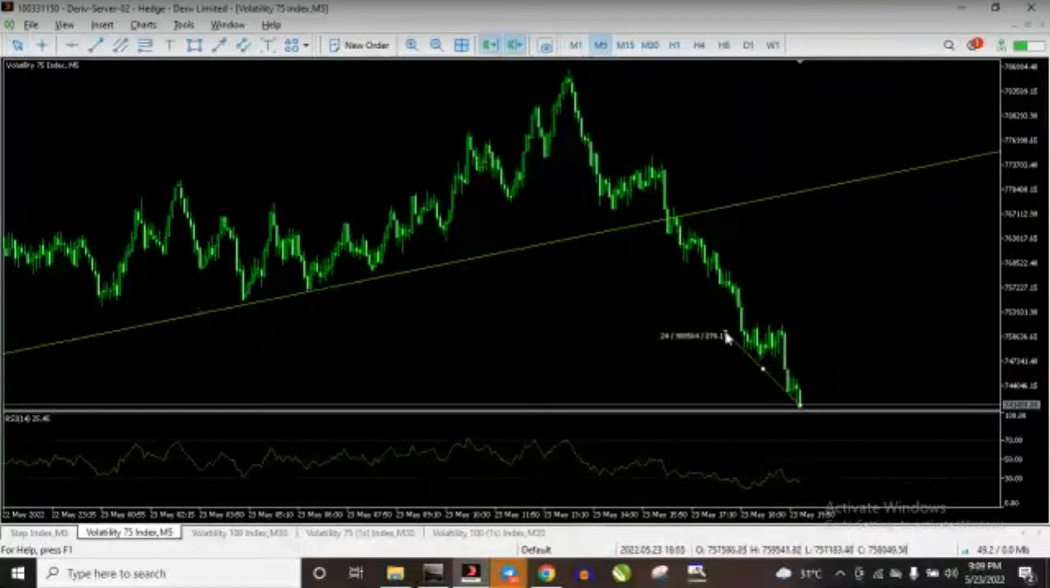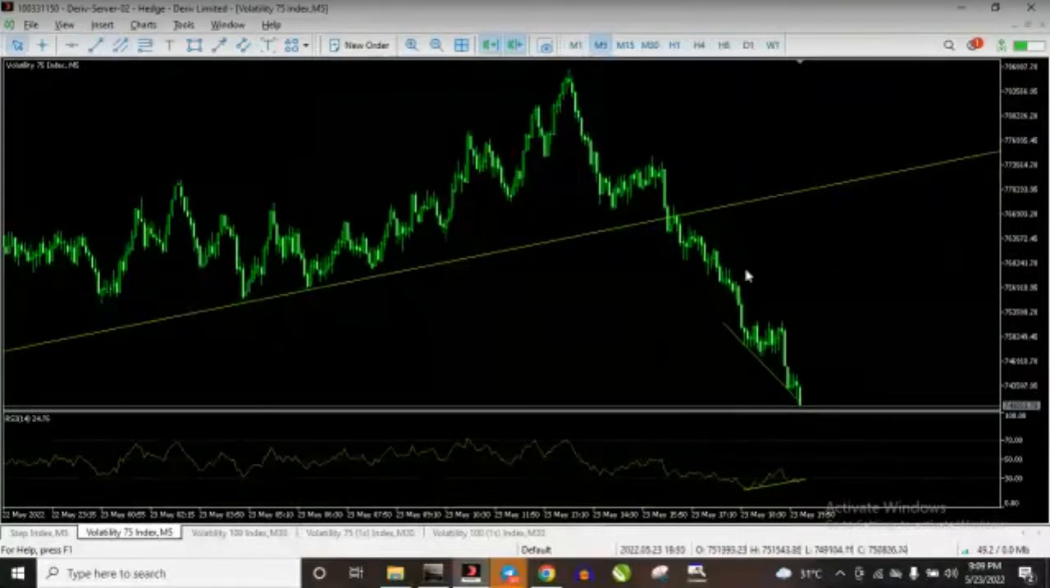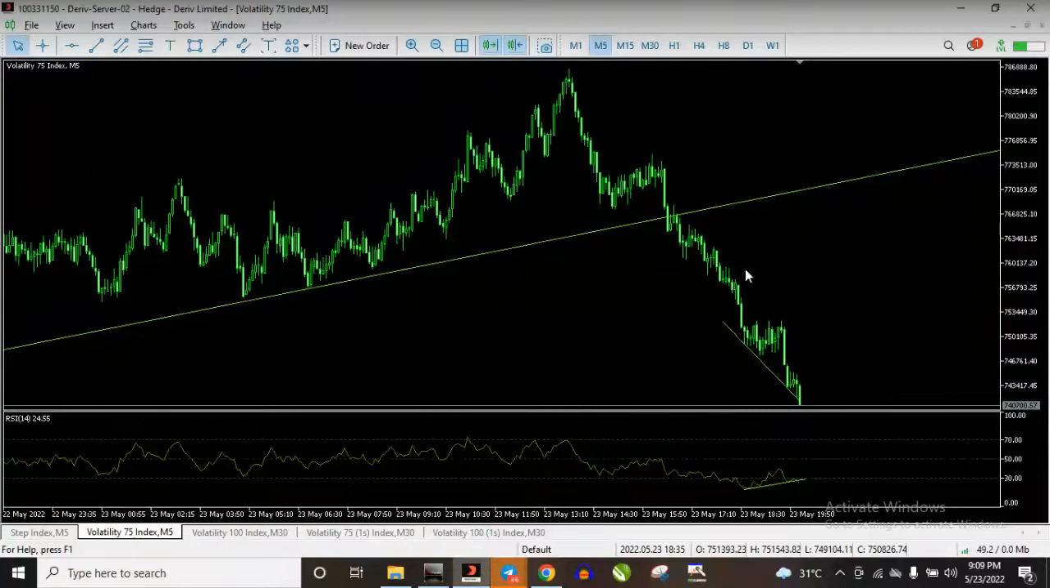Now, on 5 minutes, there is already a convergence. Whenever I see convergence, it's always a good buy for me. There's already a convergence on 5 minutes. So this convergence is telling you to expect V75 to buy any moment from now. And that buy, I will not advise you to buy, because the longer term trade setup is a sell. That buy is simply a retest. It is simply a retest.